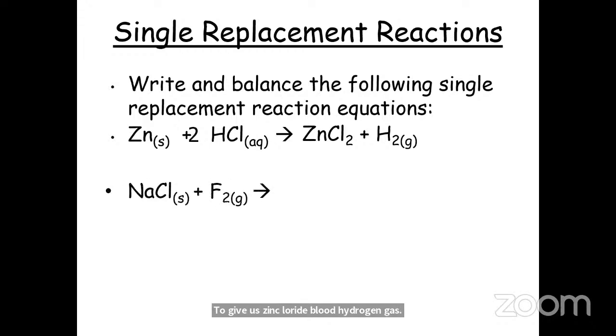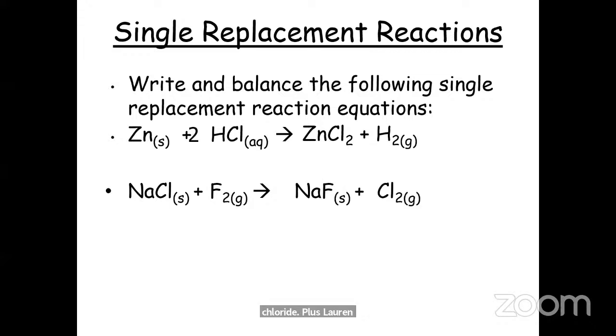Also, if you have sodium chloride plus fluorine, we have sodium fluoride plus chlorine. So here, fluorine is displacing chlorine. Fluorine is taking the place of chlorine. That's why you have sodium fluoride and chlorine gas given up. And then you make sure it's balanced.